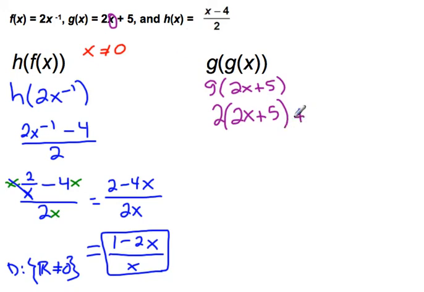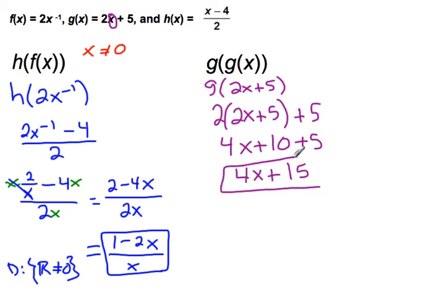Okay, so far, domain can be all reals. Now we're going to distribute: 4x plus 10 plus 5, still can be all reals. Combine like terms, 4x plus 15, that's as far as we can go. And then again, x can still be all reals, so my domain is all reals.